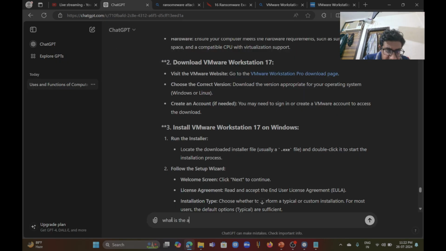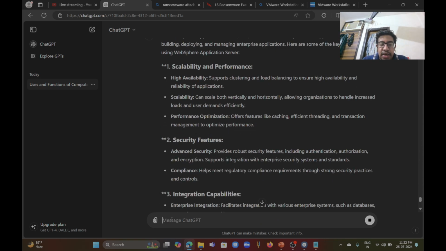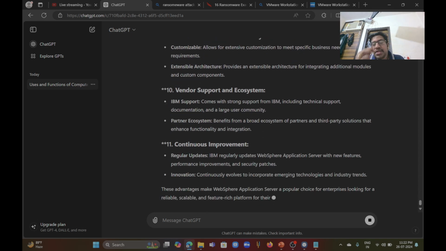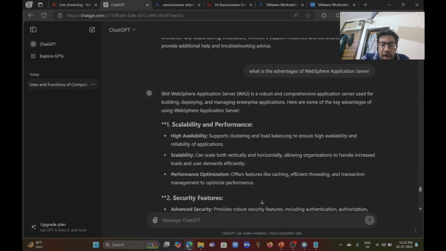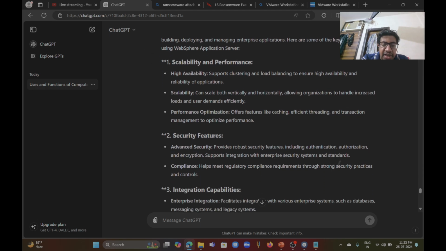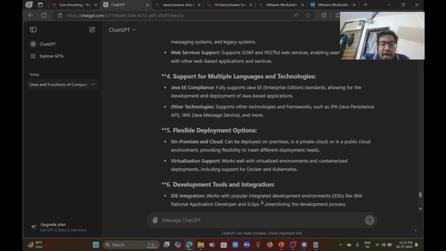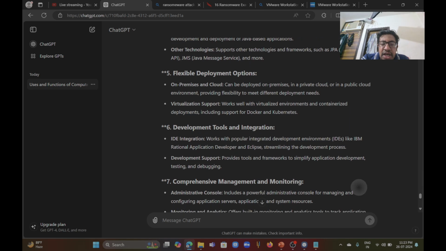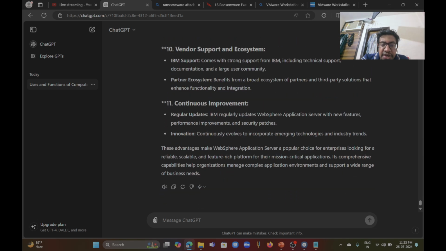What are the advantages of WebSphere application server? See, you can type here and you don't need to go anywhere. Using ChatGPT, you can get more answers. Okay, scalability and performance, security features, integration capabilities, multi-language and technology support. It supports not only Java applications but also flexible deployment options, development tools and integration, enterprise classes, customization, vendor support, ecosystem, continuous improvement. Okay.